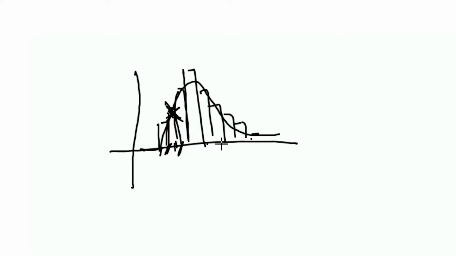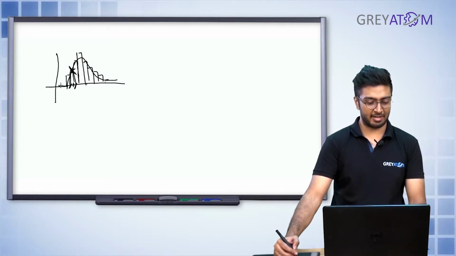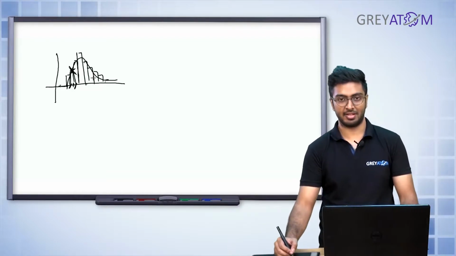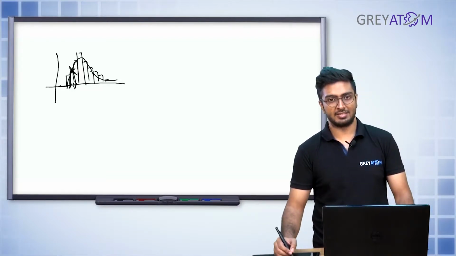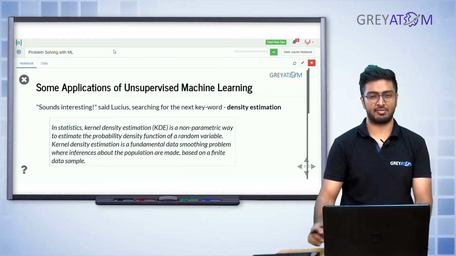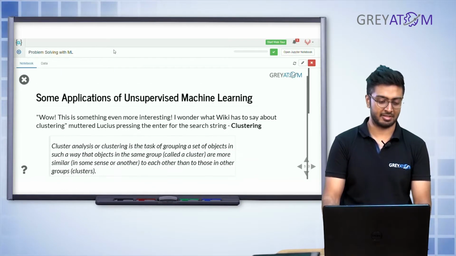So this was a discrete distribution earlier, the histogram, and from there you convert it into a continuous distribution. That is the process where you fit an underlying normal distribution, or whatever, it might not be normal, any distribution that you fit on top of this. That is the whole idea of kernel density estimation, and that is again an application of unsupervised machine learning.